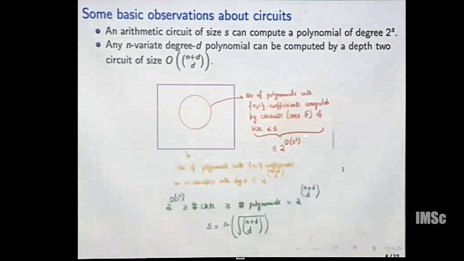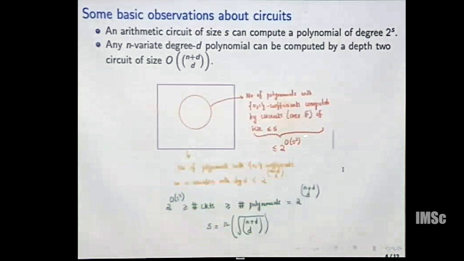Now this has a count, this has a count. I know that every polynomial can be computed by a circuit, and maybe one polynomial is computed by many circuits. So the number of circuits is at least the number of polynomials. This means that there exist things in the outside set, in the rectangle minus the circle, such that the size is at least square root of n plus d choose d. Because 2 to the order s squared is this, which means that s is at least square root of n plus d choose d. So what does this tell us? This means that every polynomial can be computed in this size, and there are polynomials that require so much size.